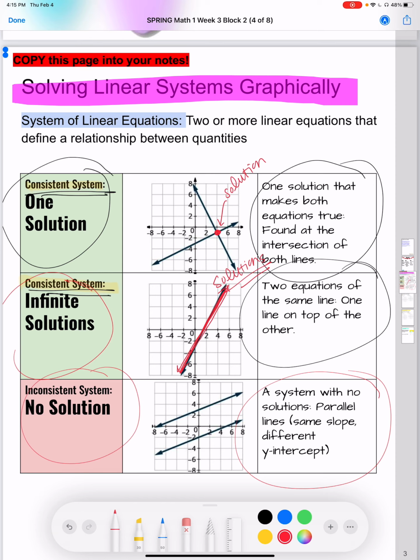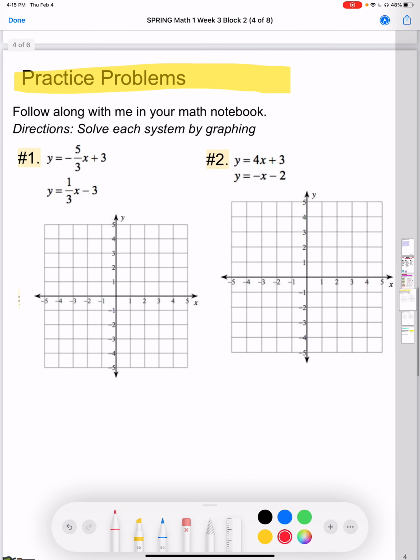So let's go ahead and look at some practice problems. Follow along with me in your math notebook. The nice thing about this is you can pause the video at any time if you need to finish copying. We are to solve each system by graphing. Okay, so let's go ahead and start off with number one.